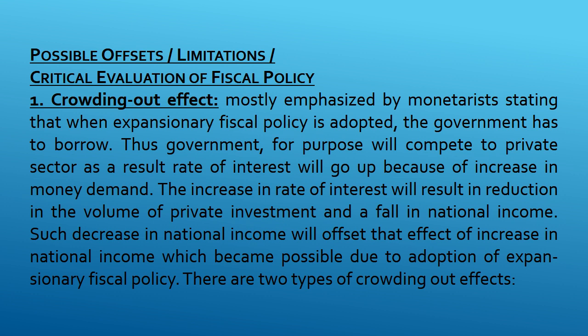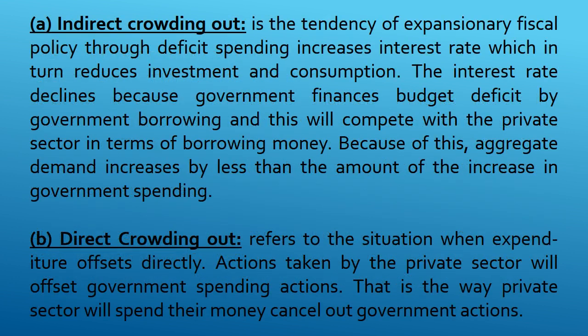There are two types of crowding out effects. A. Indirect crowding out is the tendency of expansionary fiscal policy through deficit spending to increase the interest rate, which in turn reduces investment and consumption. The interest rate rises because the government finances the budget deficit by government borrowing, and this will compete with the private sector in terms of borrowing money. Because of this, aggregate demand increases by less than the amount of the increase in government spending.